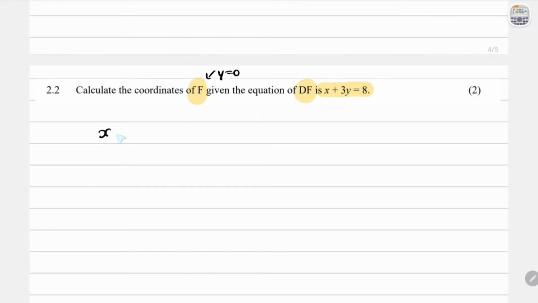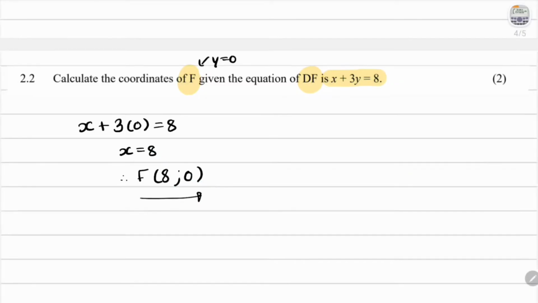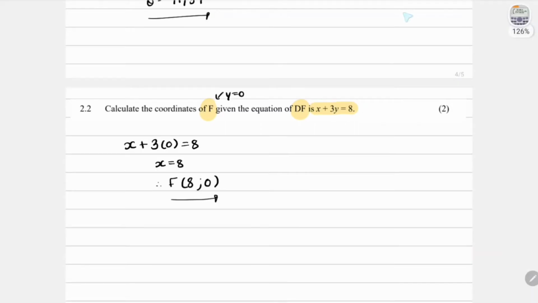So we'll have x plus 3, and then in place of y, you put 0, is equal to 8. Then just solve for x. 3 times 0 is 0, so x plus 0 is just x, and x is equal to 8. So the point F, being an x-intercept, is 8 and the y value is 0. And there we go. Moving on to the next question.